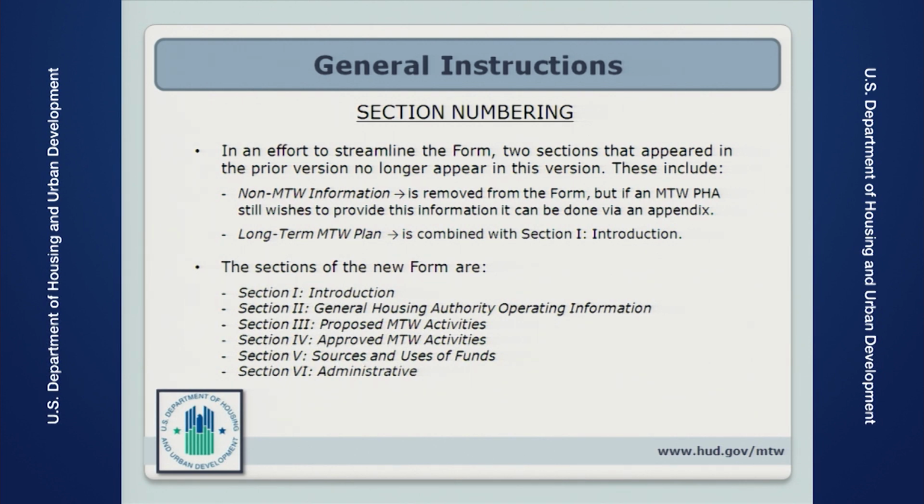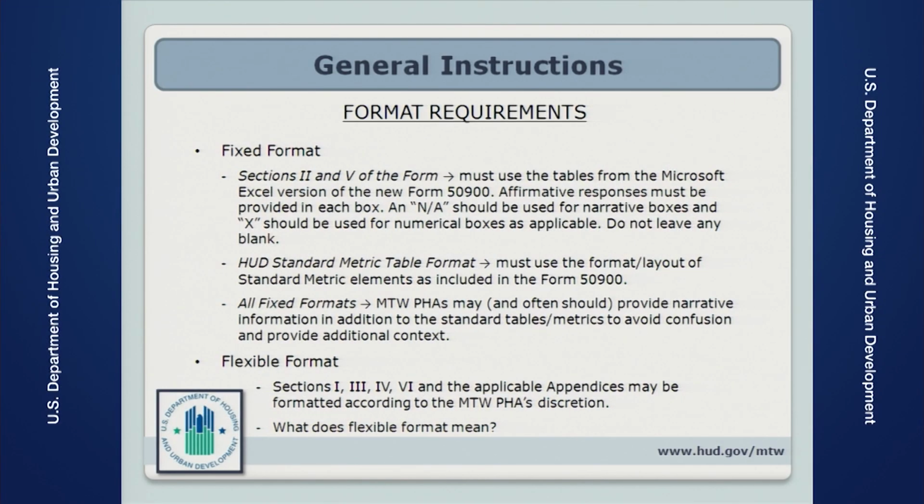So the sections of the revised form now will be Section 1, Introduction, Section 2, General Housing Authority Operating Information, 3, Proposed Activities, 4, Approved Activities, 5, Sources and Uses of Funds, and 6, Administrative. In the new 5900, you'll notice that there are both fixed formats and flexible formats. The fixed formats are Sections 2 and 5, 2 on the General Housing Authority Operating Information, and 5 on the Sources and Uses of Funds.